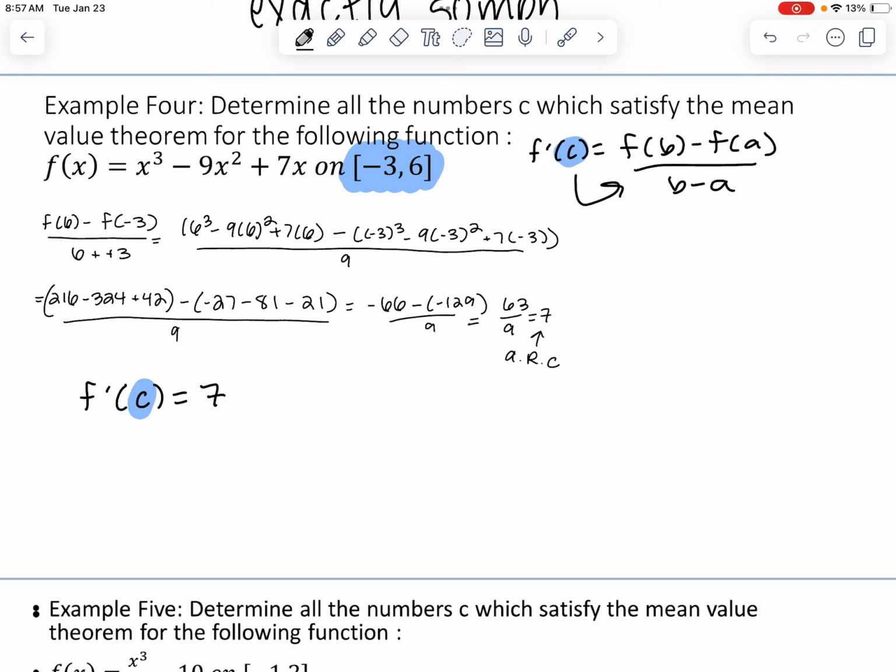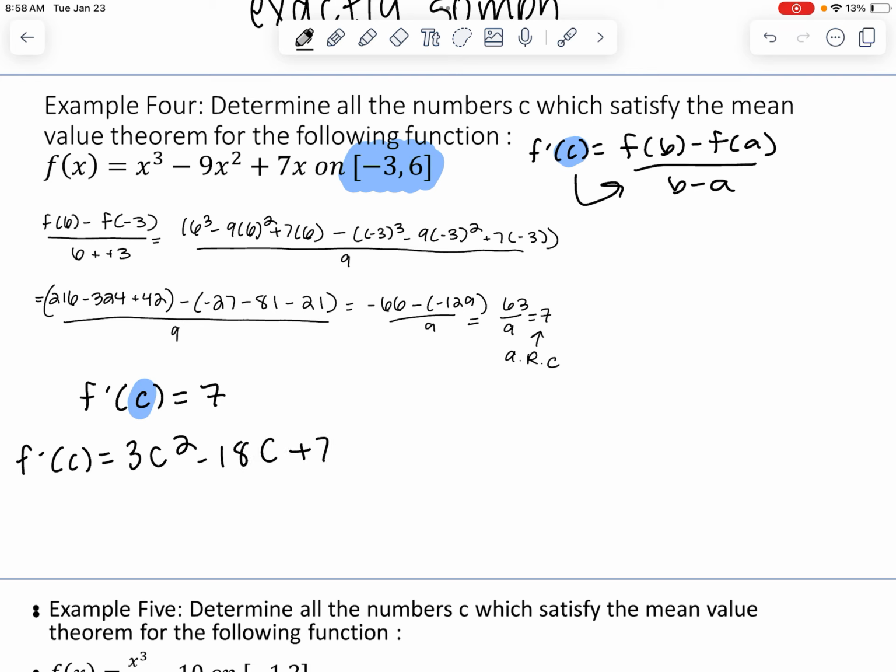And I'm going to take the derivative, and I'm going to use C instead of X when I take the derivative, just because that's the way this function notation is used. So the derivative, f prime of C, equals, going back to the original function, I'm just taking the derivative of that, but using C instead of X. So it's going to be 3C squared minus 18C plus 7.